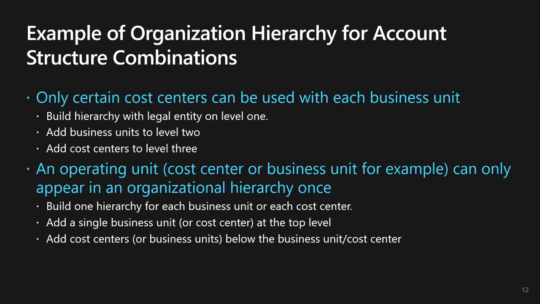The other example is an operating unit, which could be a cost center or a business unit, can only appear in an organization hierarchy once. Build one hierarchy for each business unit or each cost center. Add a single business unit or cost center at the top level, and then add the other cost centers or business units below the first business unit.